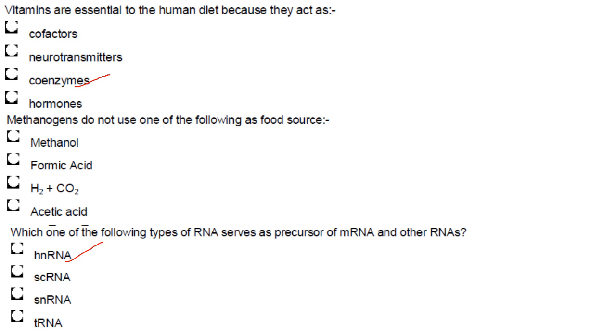C. Then methanogens do not use one of the following as food source. So methanogens are known to produce methane from substrates such as H2/CO2, acetate, formate, methanol and methylamines in the process called methanogenesis.